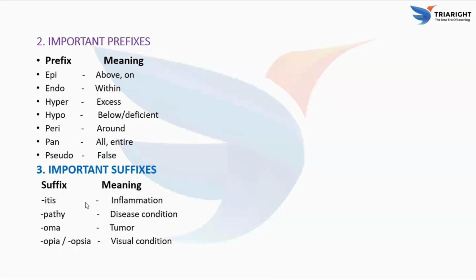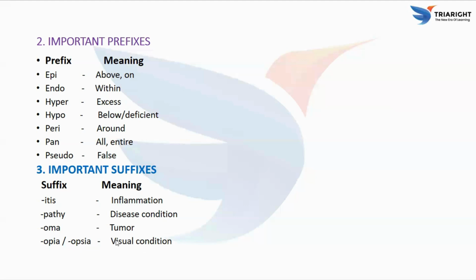So next suffix is pathy. Pathy means disease condition. So pathy is a general term for a disorder or a disease of a tissue or function. Example, retinopathy is a disease of the retina. And oma. The meaning of oma is tumor. So this indicates a mass, often but not always malignant. For example, melanoma is a malignant tumor of the melanocytes.